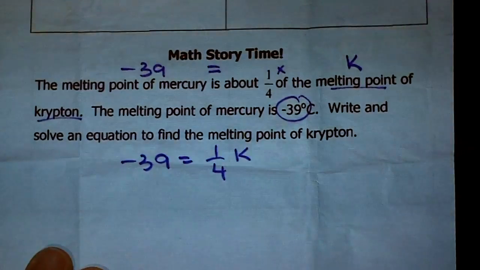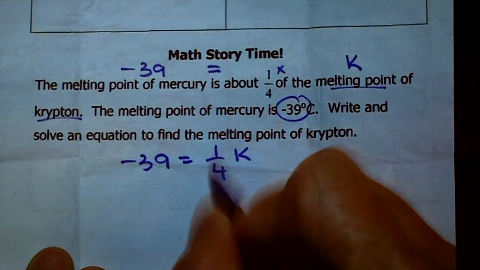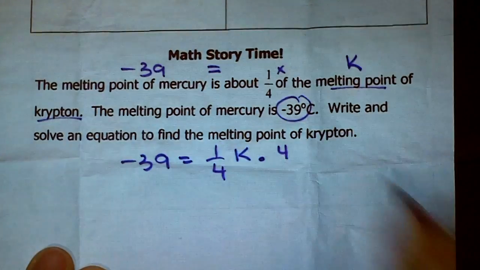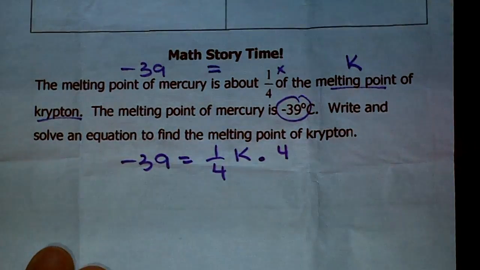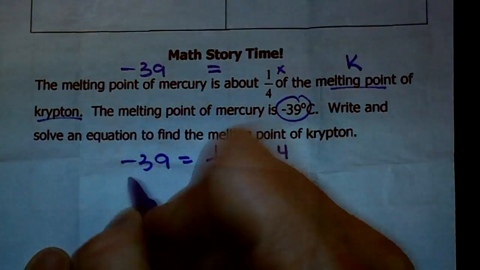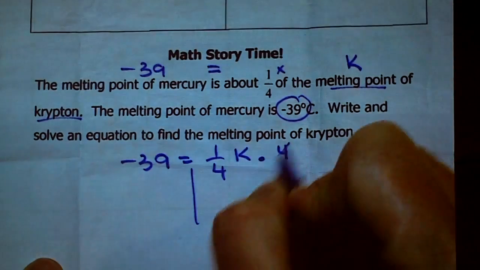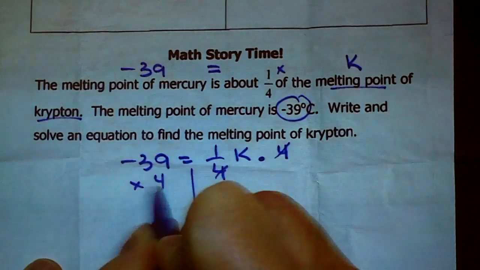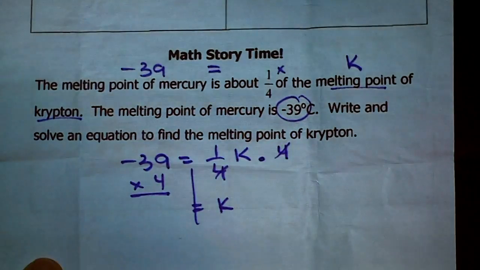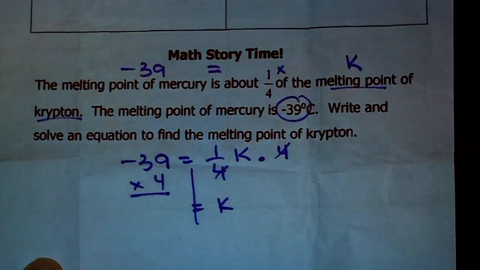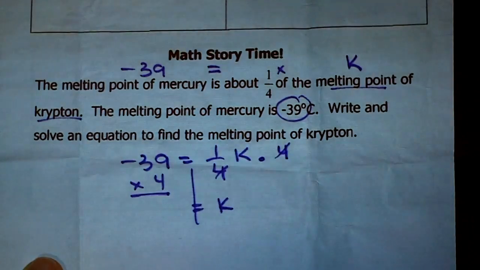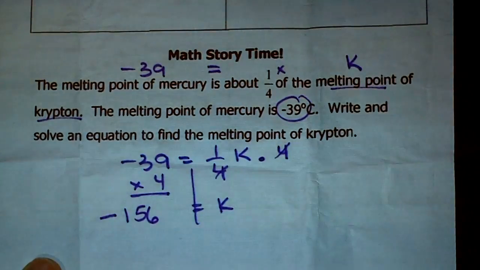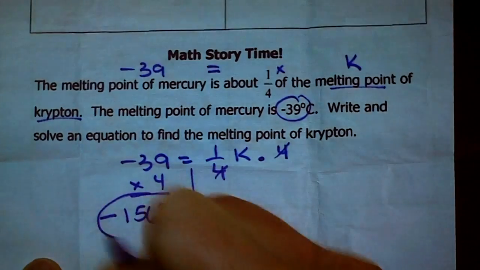Now to solve that, all I need to do is get rid of this 1/4, this fractional coefficient. I can do that by multiplying by the reciprocal, which is 4/1, which is the same as 4. If I do that to this side, I end up with 1K or K. And when you take negative 39 and multiply it by 4, I already did this ahead of time. You could type it in your calculator if you'd like. You get negative 156. And remember, this was all in degrees Celsius.